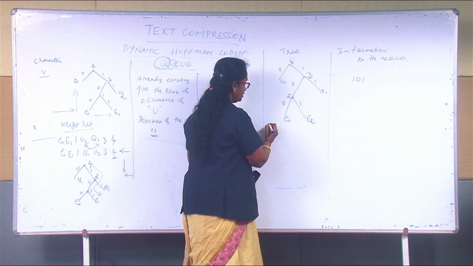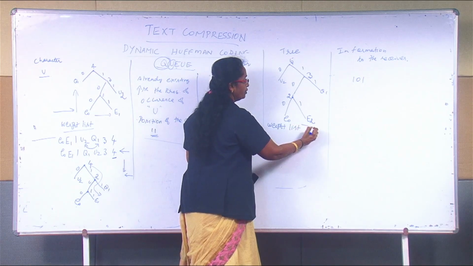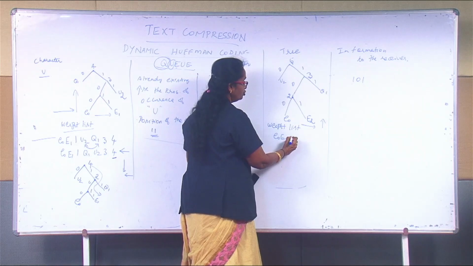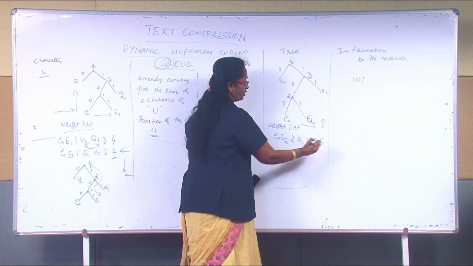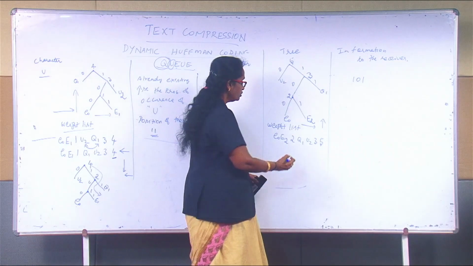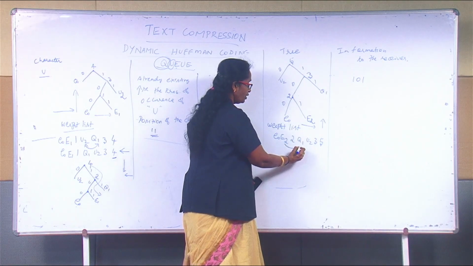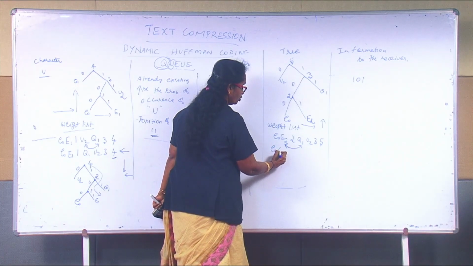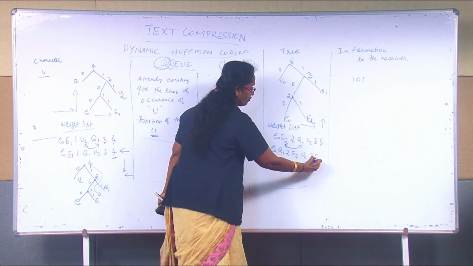Now, what is the wait list? Wait list, read the tree from left to right and from bottom to top. Therefore, E0, E2, 2, Q1, U2, 3 and 5. Okay. So, now what happens? Is it following our optimal wait list? No. Therefore, I am swapping it. Therefore, E0, Q1, 2, E2, U2, 3, 5.